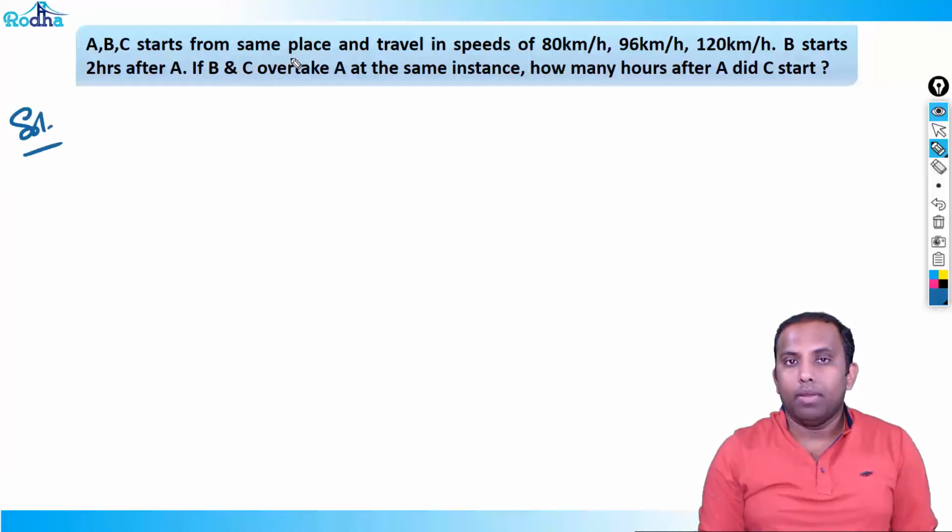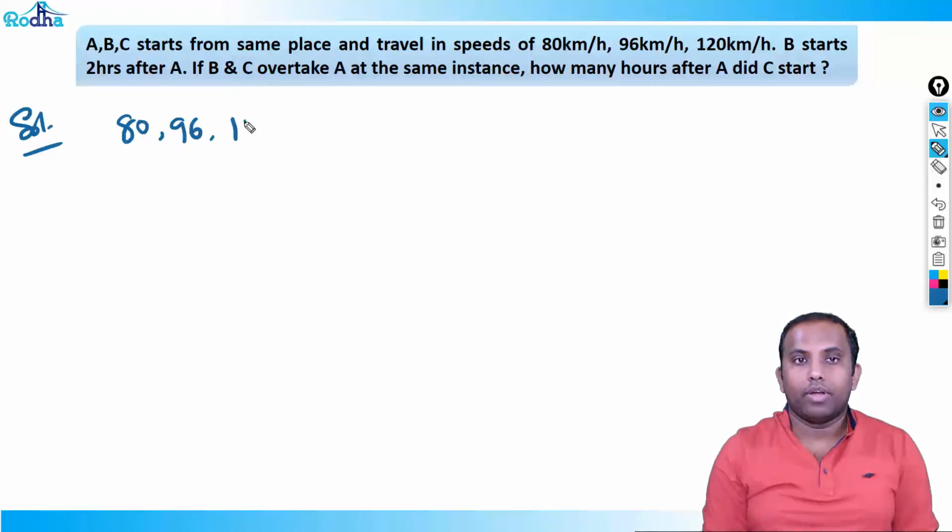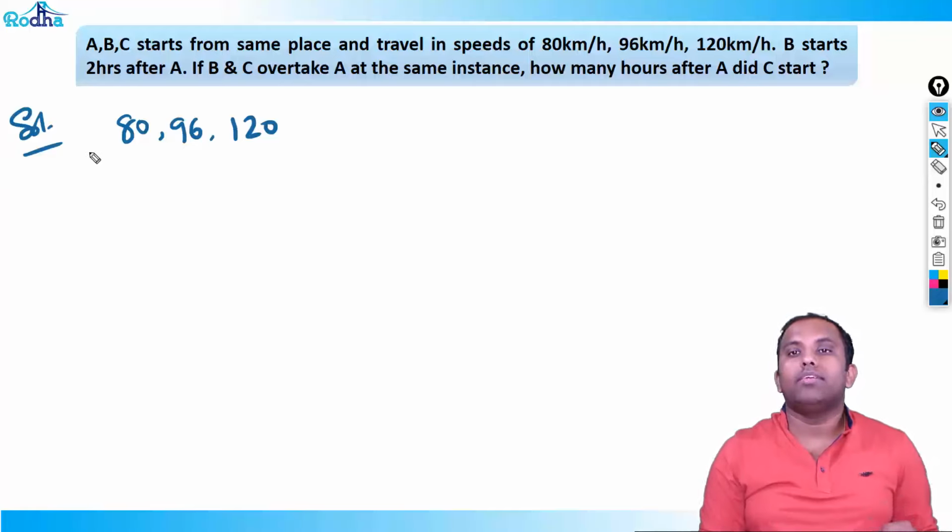A, B and C start from the same place and travel at speeds of 80, 96 and 120 km per hour. B starts 2 hours after A. If B and C overtake A at the same instance, how many hours after A did C start?